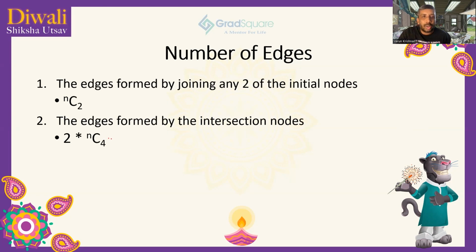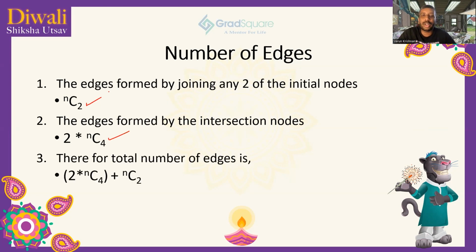So 2 into nC4 more nodes I will be able to form, apart from the nC2 line segments that are being formed by joining any 2 points which were initially given. Which means the total number of edges will be 2 into nC4 plus nC2. So this will then be equal to S. So now we have the value of N, we have the value of S.